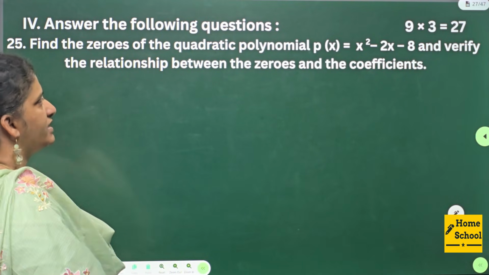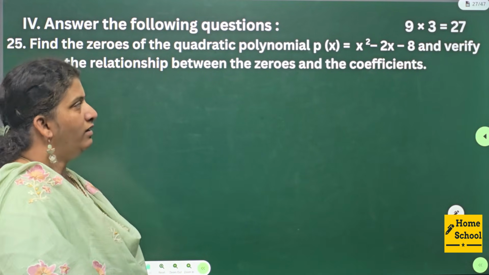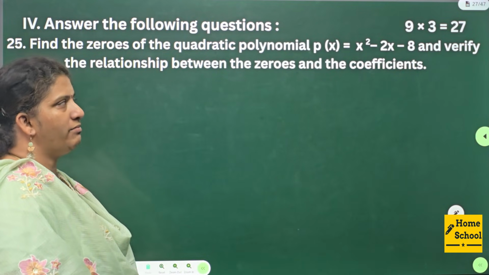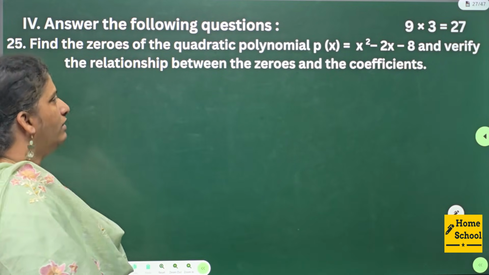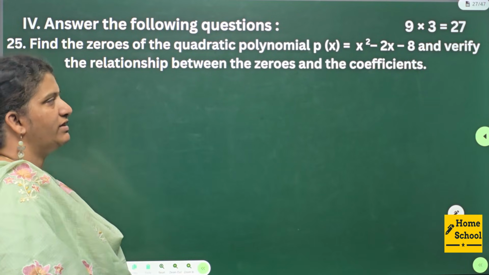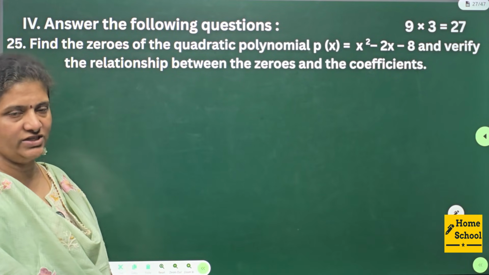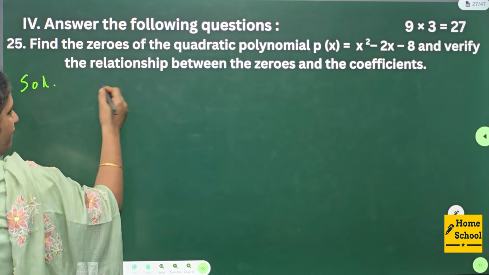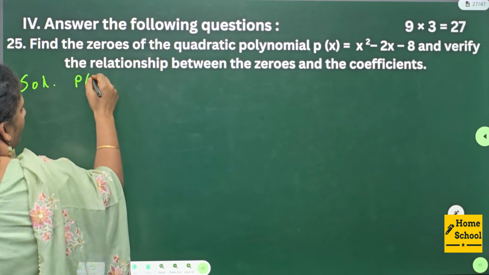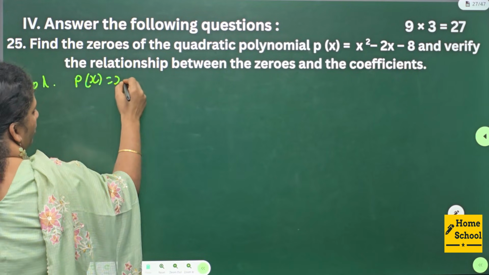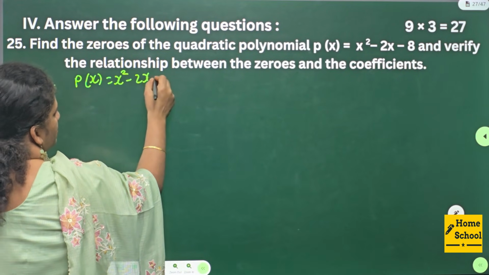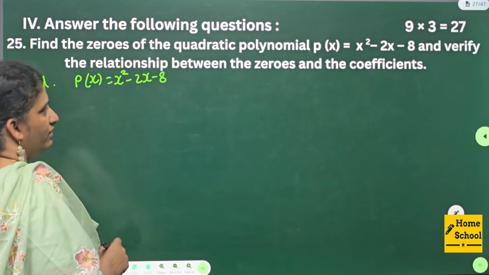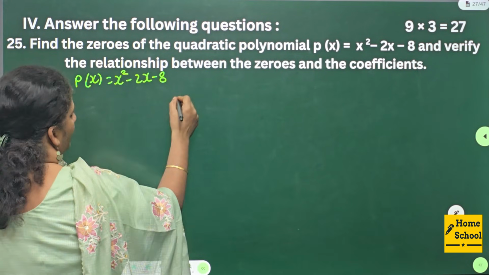25th one: find the zeros of the quadratic polynomial p of x is equal to x square minus 2x minus 8 and verify the relationship between the zeros and the coefficients. This is a direct problem. How to solve this one? Find the zeros. Given polynomial p of x is equal to x square minus 2x minus 8. Now factorize this polynomial.